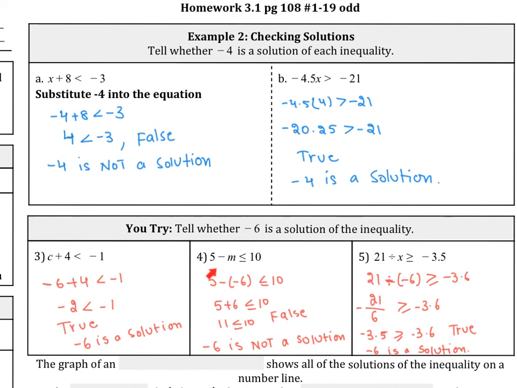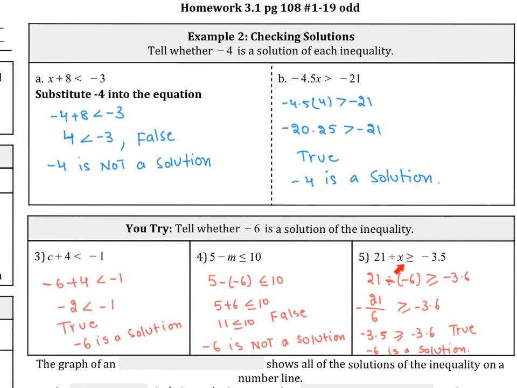For number 4, you're going to plug in negative 6 for the m value. And negative will become positive. That's going to be 11 less than or equal to 10, which is false because 11 is greater than 10. So negative 6 is not a solution.